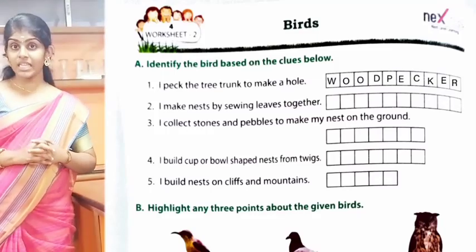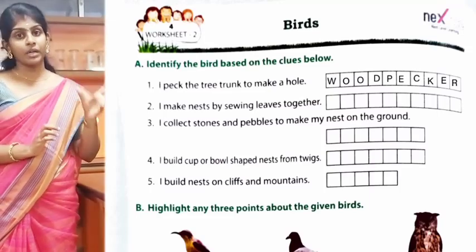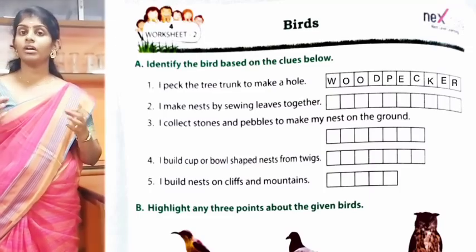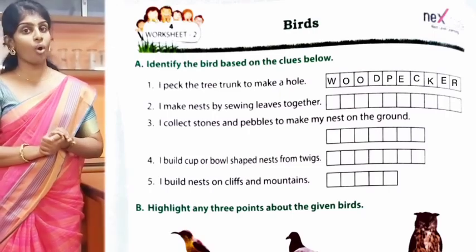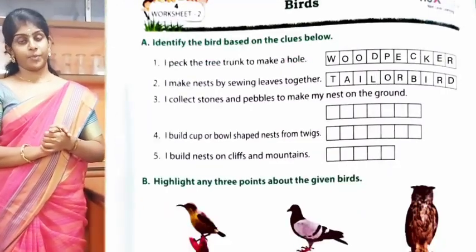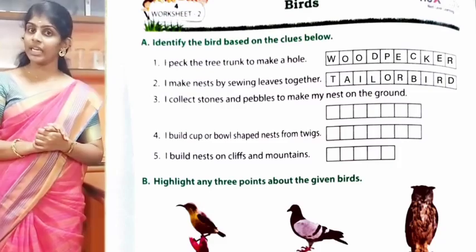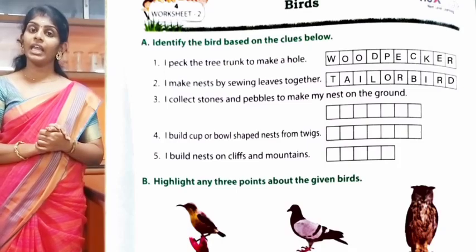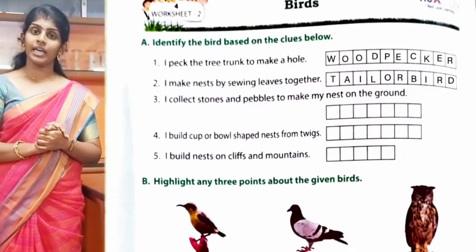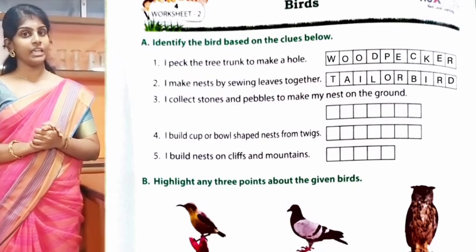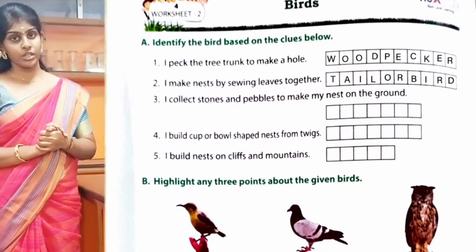I make nests by sewing the leaves together. So the bird which sews the leaves together and makes its nest is called tailor bird. What is the spelling of tailor bird? T-A-I-L-O-R. Tailor. B-I-R-D. Tailor bird. Now let us move on to the third question.